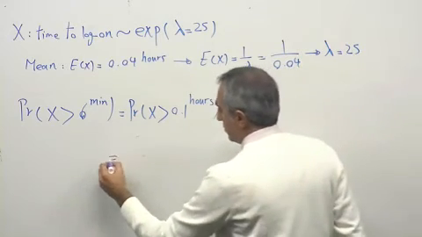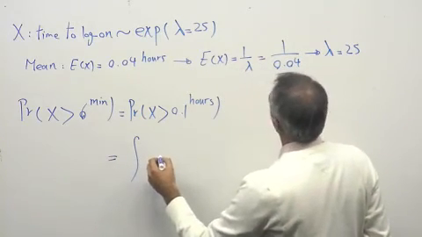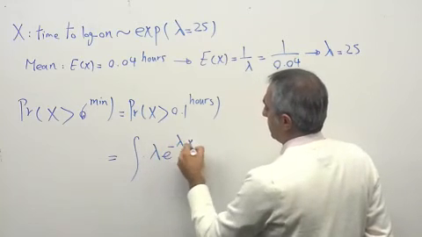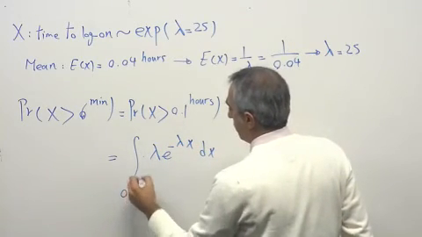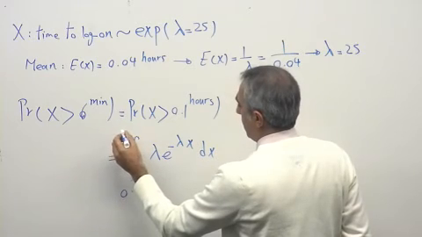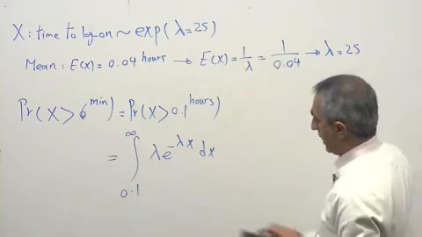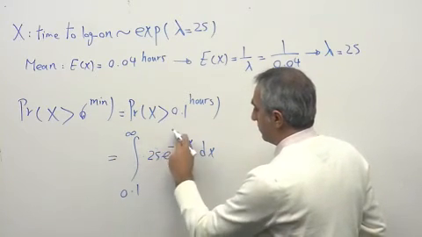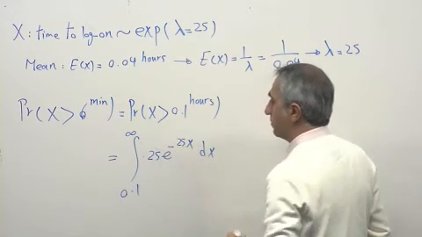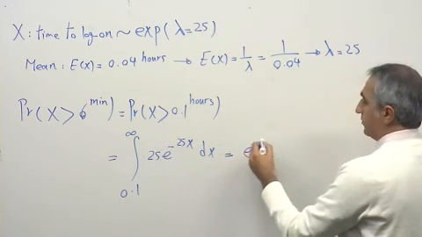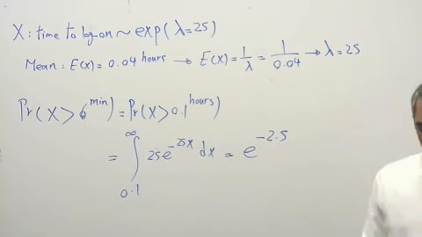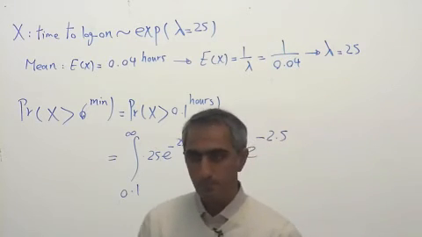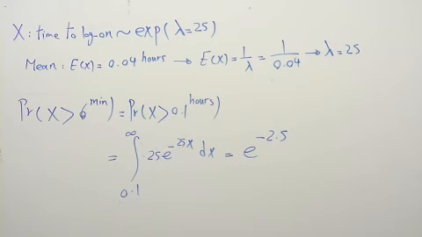So what I need to do is integrate the PDF function, this guy, from 0.1 to infinity. And lambda is 25, I just replace it with 25. At the end of the day, it gives me this guy. Okay? If you do the math, that would be the final answer. Any questions?